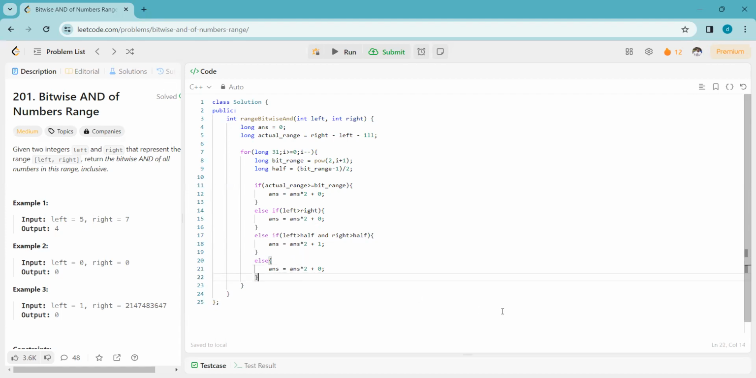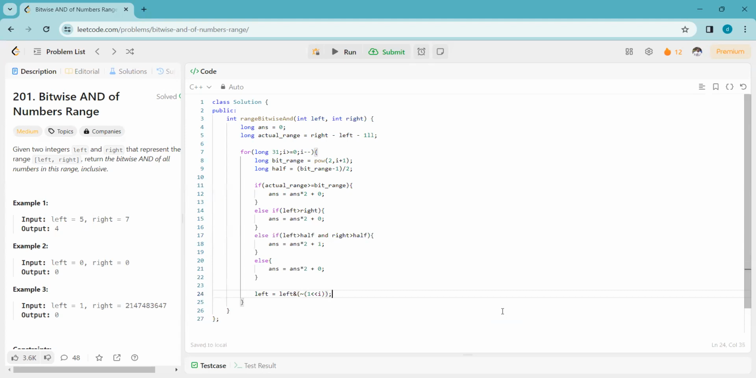And once we are done with this bit operation, we will remove the bit. So how are we removing that bit? We will do the AND operation of that bit with 0. So we will negate the number and do a right shift of 1 with I.